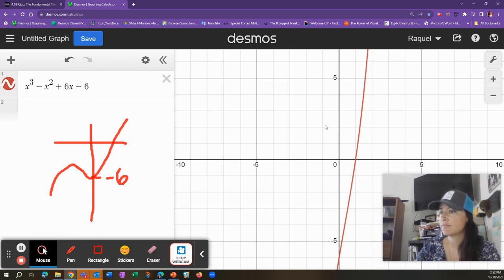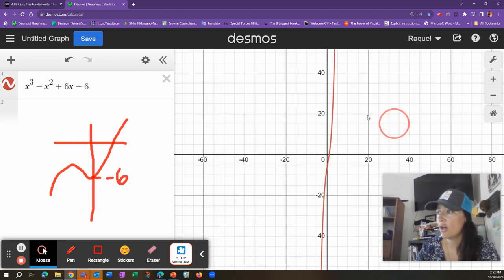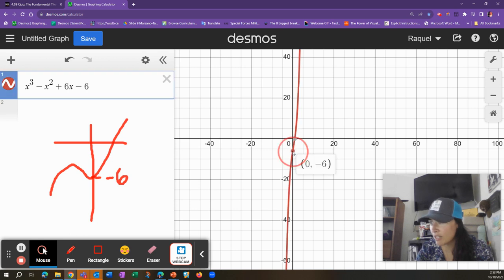Okay. I'm going to zoom out. Oh, look at it. Okay. This is a very tiny, teeny, tiny curve. It looks very straight, but watch if I click there, there is the y-intercept. Well, according to the fundamental theorem of algebra, there should be 3 complex roots. If they were real roots, they would be crossing the x-axis. But how many times does it cross the x-axis?